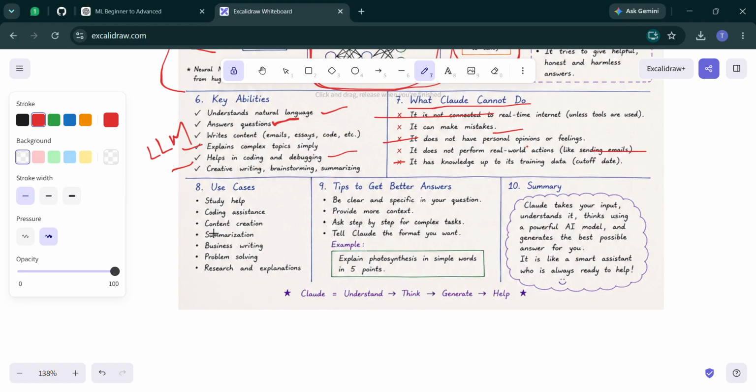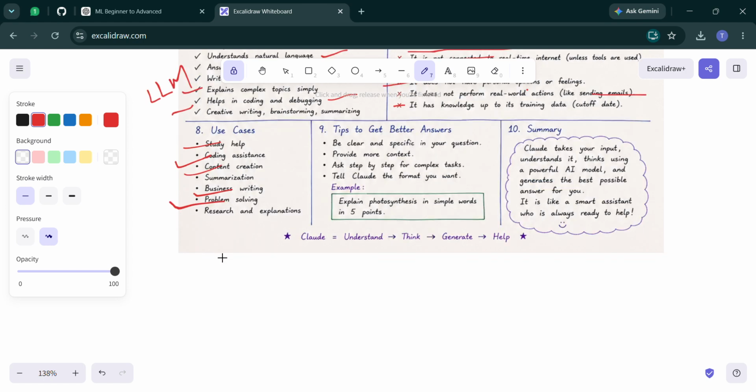Now, real-life use cases. Where can you use Claude? Students can use it for studying. Developers can use it for coding. Writers can create blogs and articles. Businesses can write emails and reports. Researchers can summarize long documents. Anyone can use Claude to learn faster.